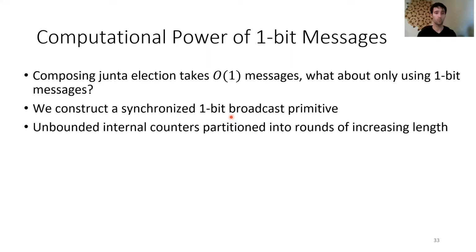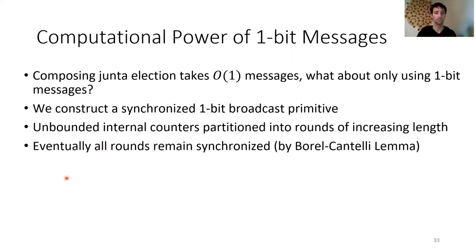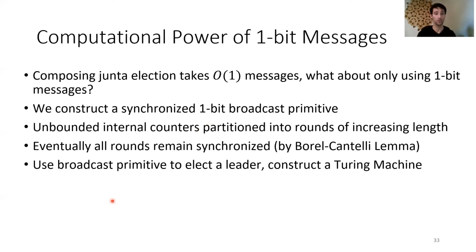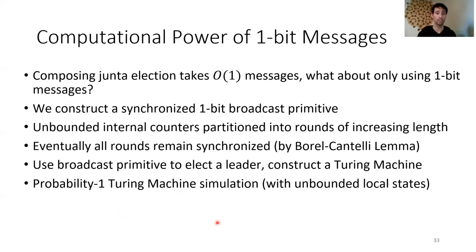In order to achieve this, we need an unbounded internal counter that we partition into rounds of increasing length. So the caveat here is the local state space actually has to grow unboundedly. But if that is the case, we're able to prove that with probability 1, all of the rounds will eventually be synchronized for all future time. So at some point, we can achieve synchronization of the whole population. Once we have synchronization, we can run a 1-bit broadcast primitive. And we build on the 1-bit broadcast primitive to first elect a leader, and then the leader can construct and simulate a Turing machine. So in the end, we show that we can achieve probability 1 Turing machine simulation using only 1-bit messages if we allow an unbounded local state.